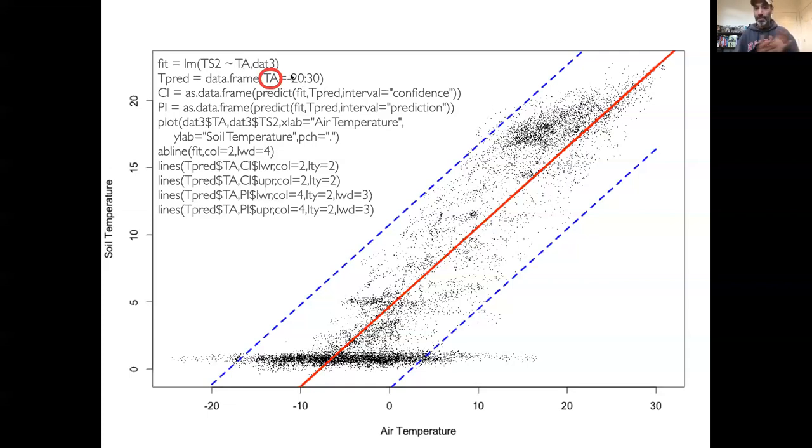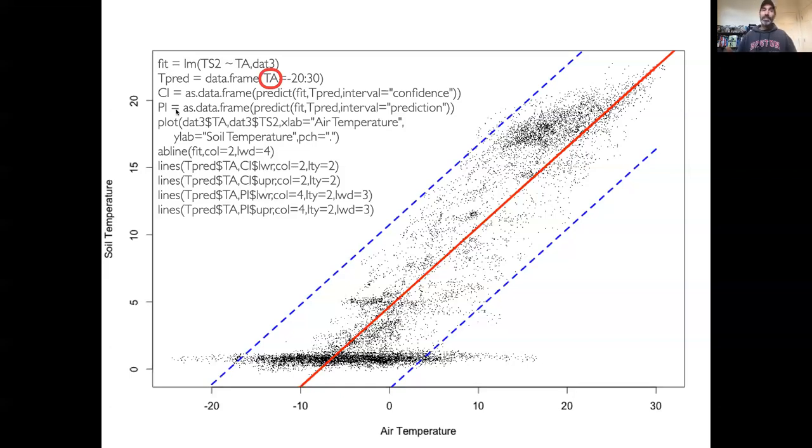Again, in this case, I'm just making a simple sequence of numbers from minus 20 to 30 so that I can draw some lines, but it could be any data at all. And if I'm making predictions for the future, or to some new location in space, or some new conditions, or running some scenarios, this could be anything, but it has to have the same names.